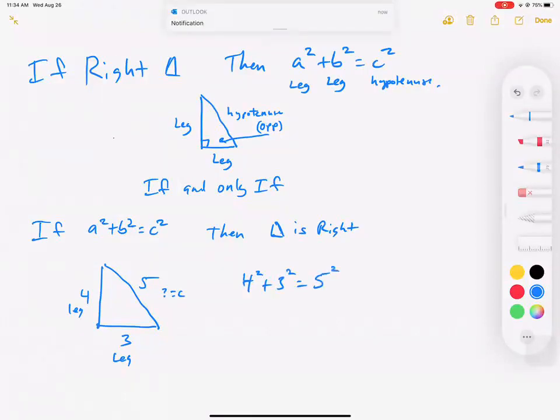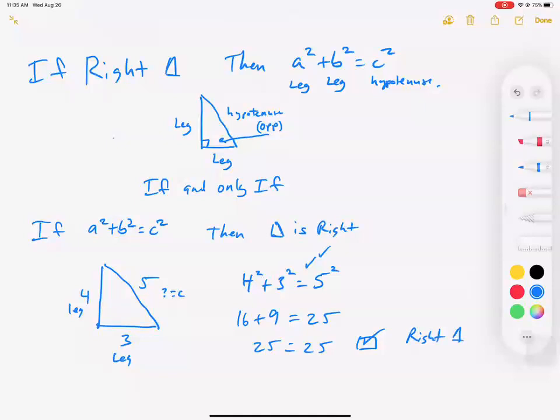If this is a true statement, if it is truly equal, then this is a right triangle. So 4 times 4 is 16, 3 times 3 is 9, and 5 times 5 is 25. 25 is equal to 25, so for sure, this is a right triangle. That means I have to make a decision which angle is going to be the right angle. In that case, it's always going to be the angle opposite of the largest side.